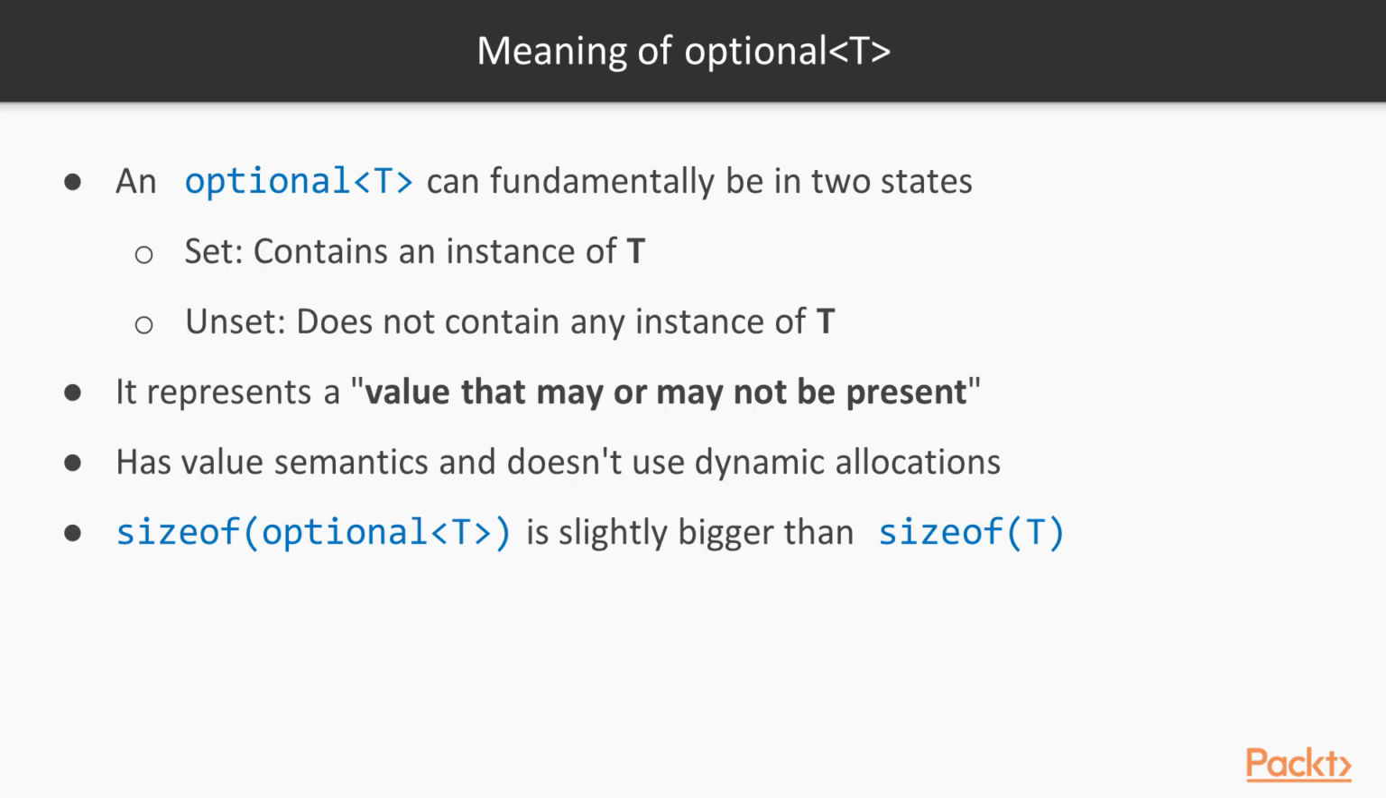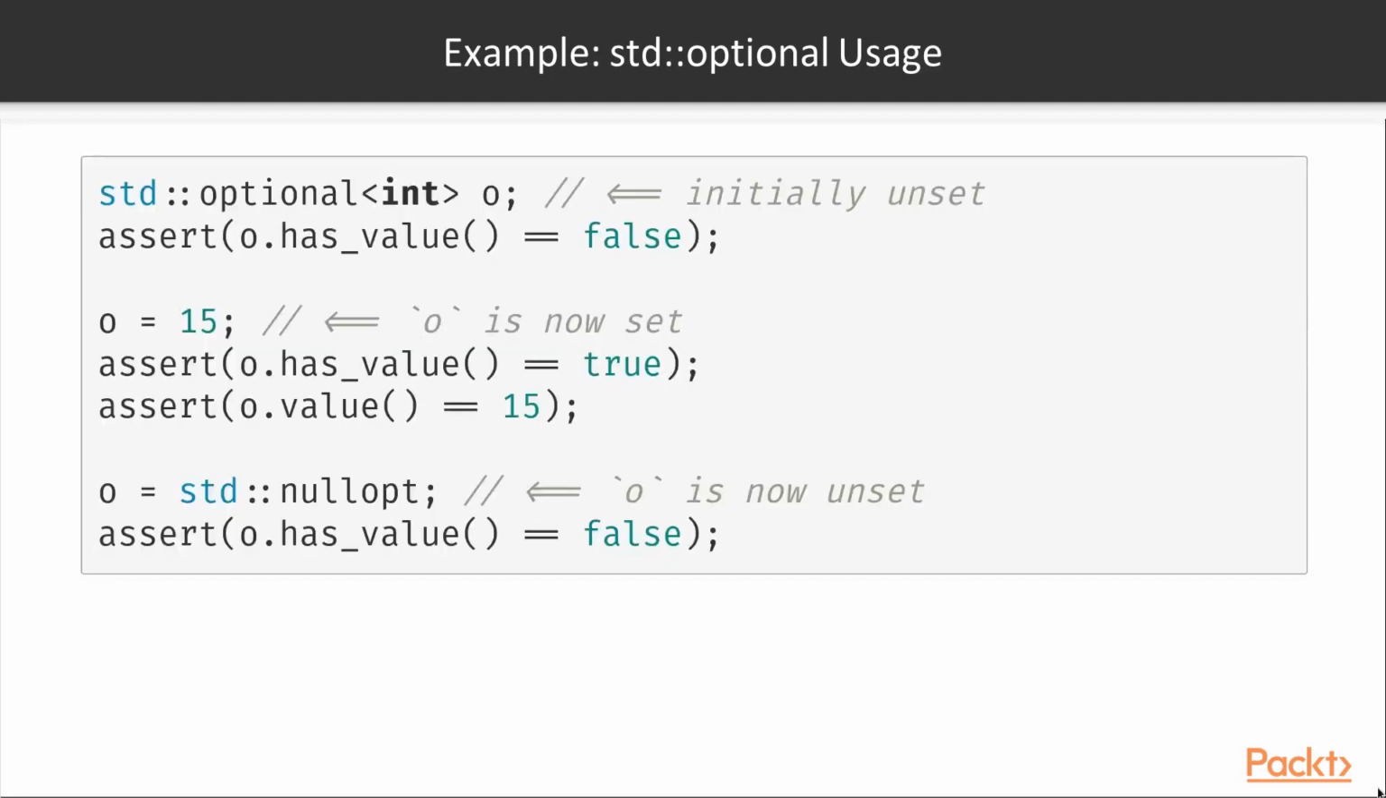An optional represents a value that may or may not be present. It has value semantics and doesn't use any dynamic allocation. If you think about it, the size of an optional of T is slightly bigger than the size of T. This means that the instance is stored inside the optional plus a flag to check whether or not the optional is currently empty. Here's an example of how you can use std::optional.